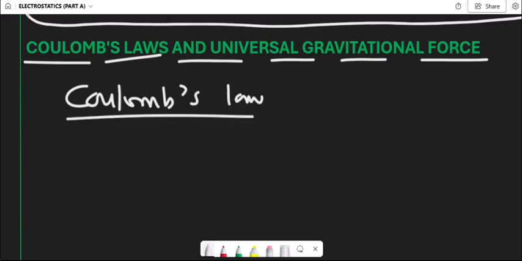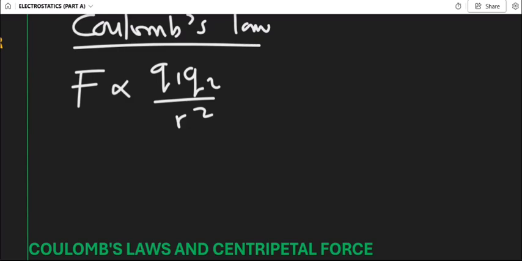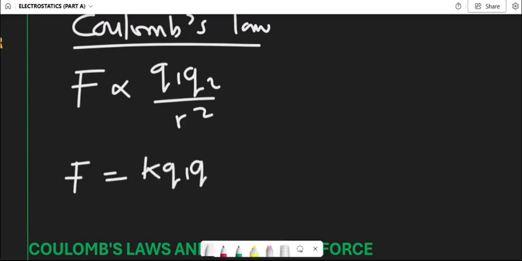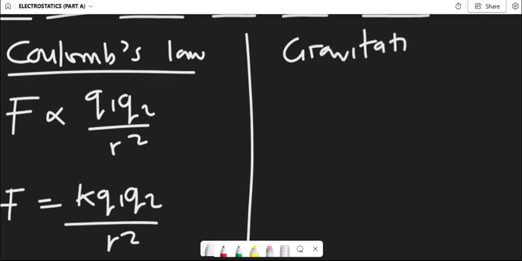For Coulomb's law, it states that the force of attraction or force of repulsion between two charges is directly proportional to the product of the charges and inversely proportional to the square of their distance. And we later knew that this produced F equals K Q1 Q2 over R squared. Now coming to the case of gravitational force, which is referred to as the universal gravitational force.